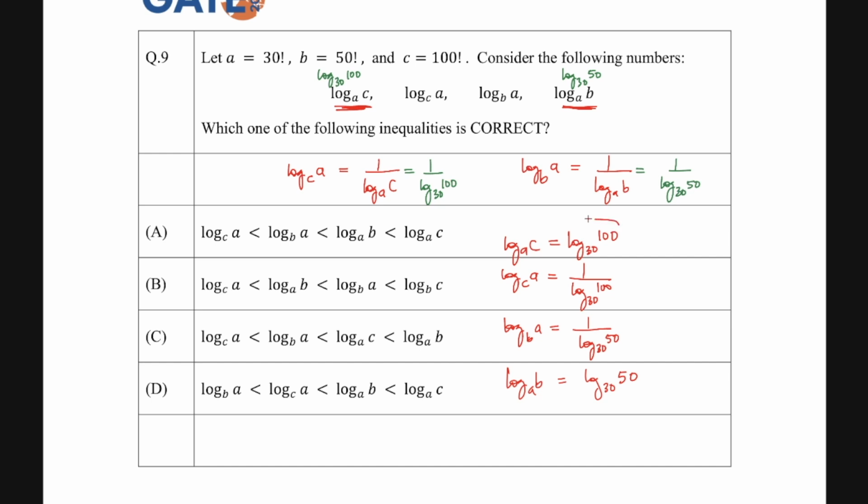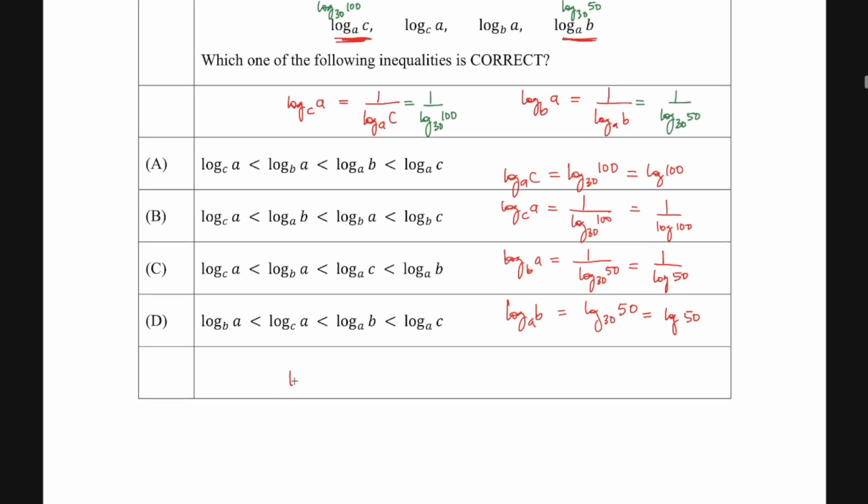You know that when something goes in 1 upon, its value decreases, right? So log base 30 of 100 is a bigger number. You can even ignore log base 30 now, because the bases are the same. It becomes log 100, 1 upon log 100, 1 upon log 50, and log 50. You know how to arrange now, right? Log 100 is going to be the biggest one, then comes log 50. Now among these two, the bigger the number in the denominator, the smaller it is going to become.